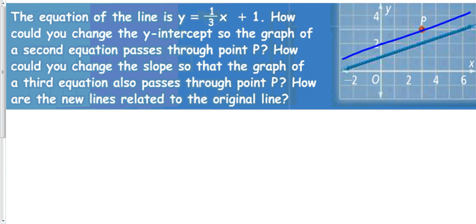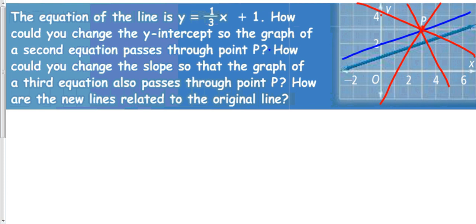From right here, how could you change the slope so that the graph of a third equation also passes through point P? Well, instead of drawing a line that had a slope of +1/3, let's draw a line that has a slope of -3. That would be a line that looks like this, which does go through point P. Now that's not the only line I could draw through point P. I could draw a line like this, or like this. In fact, I can draw an infinite amount of lines through that point, all with different slopes.